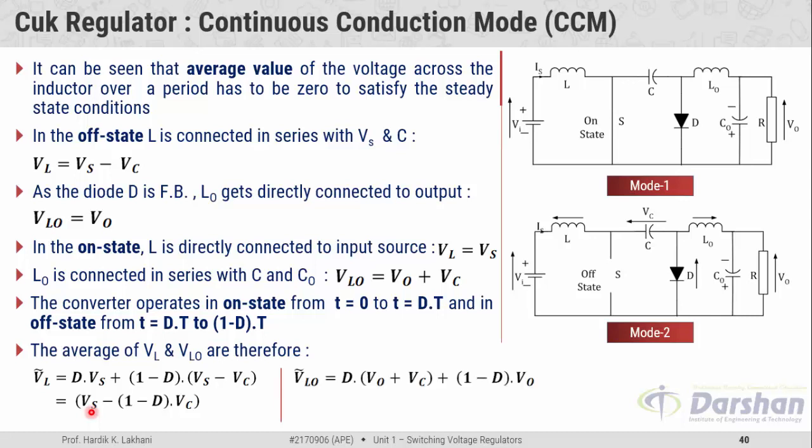Similarly, we can have VLO bar, that is the average voltage across inductor LO over one cycle. During the on state condition, the voltage across inductor LO is VO plus VC, and during the off state condition, the voltage across LO is equal to output voltage. So same as this case, by using the voltage second equation, we find VLO average as VO plus D into VC.